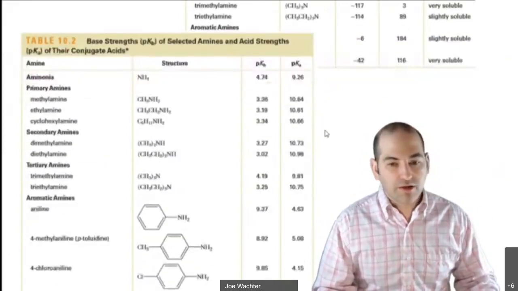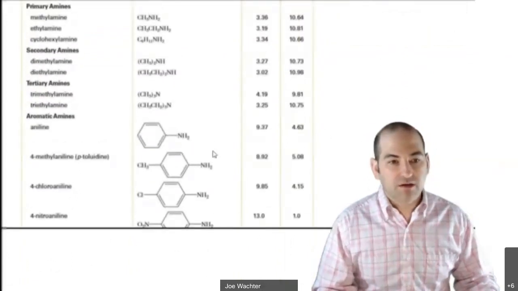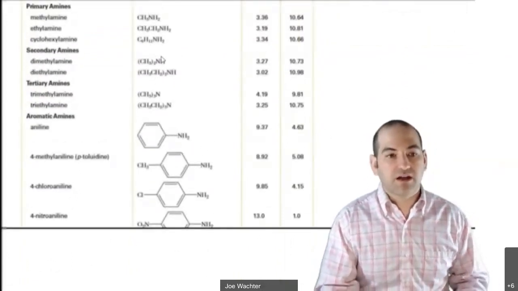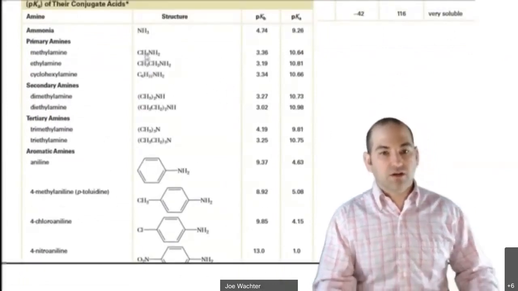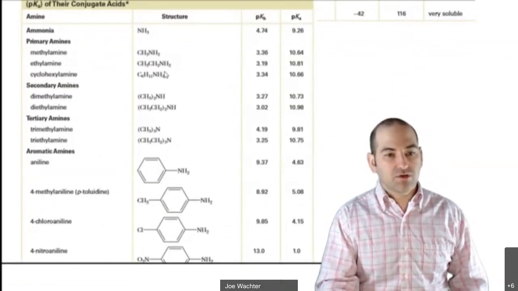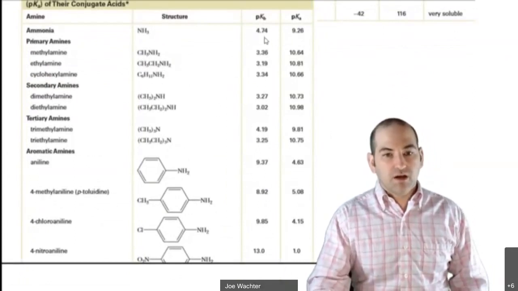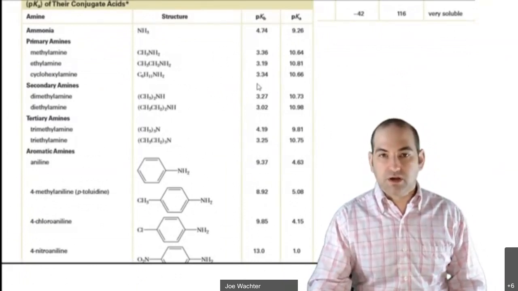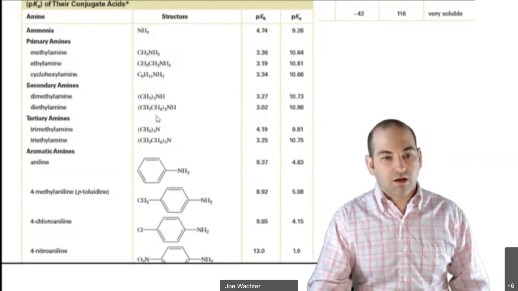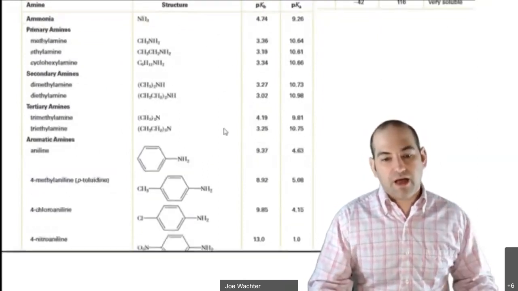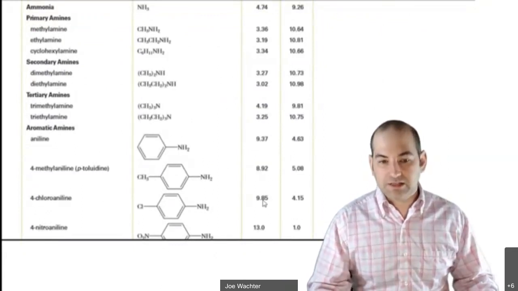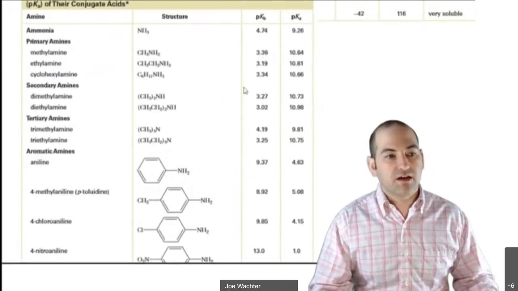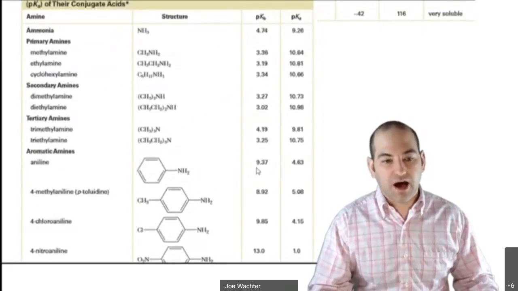So the reason we're looking at those is because amines act as bases. They have that nice lone pair and they can act as bases. So what you see here is generally adding alkyl groups to amines makes them stronger bases. So if we're lowering the pKbs, we're getting stronger bases. So adding alkyl groups makes them stronger. Adding benzene groups, like anilines, are much less basic, much weaker bases than non-aromatic amines.